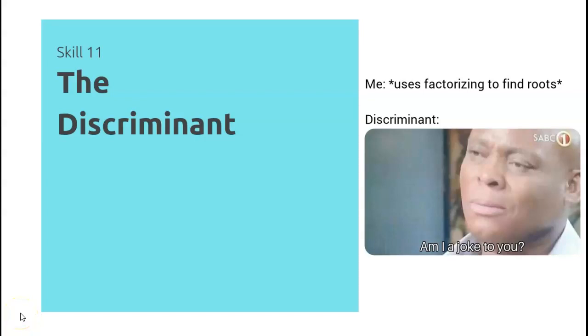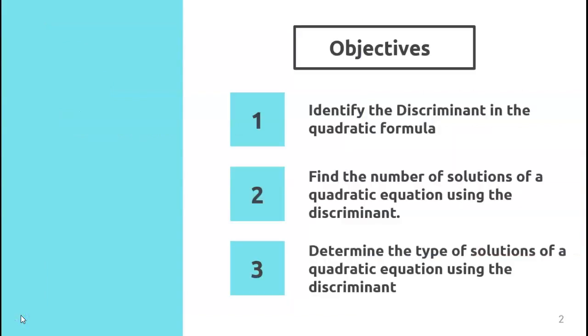Hello scholars, today you're going to be learning skill 11, the discriminant. The discriminant allows us to find the type and number of solutions to a quadratic equation. By the end of this lesson, hopefully you guys will be able to identify the discriminant in a quadratic formula, find the number of solutions of a quadratic equation using the discriminant, and determine the type of solutions of a quadratic equation using the discriminant.